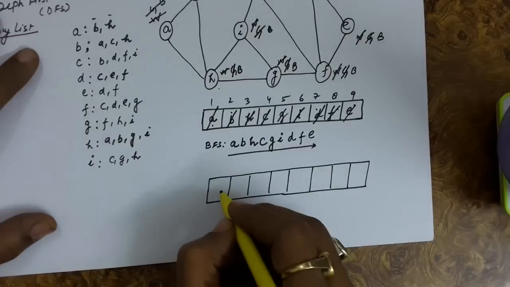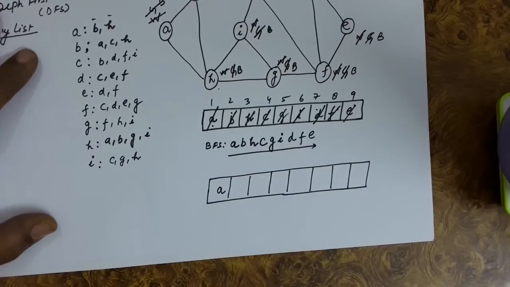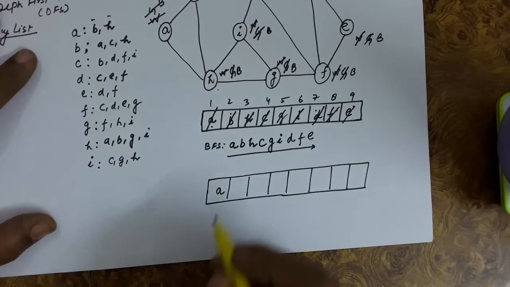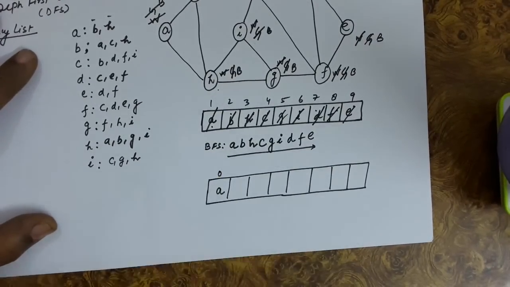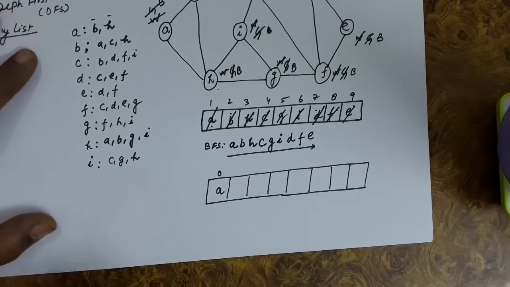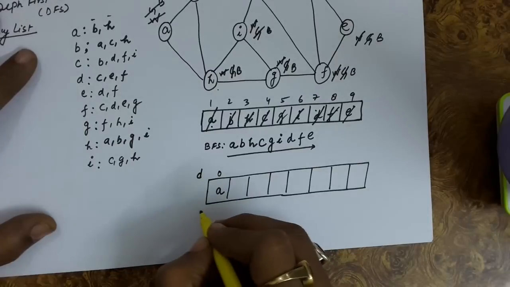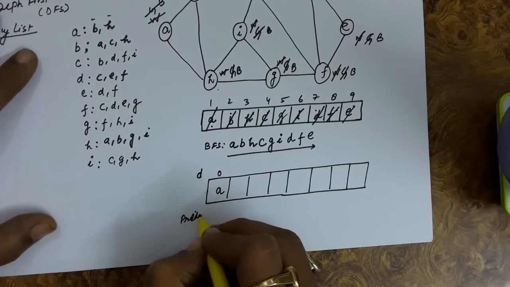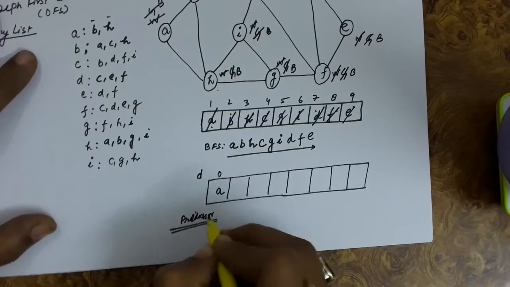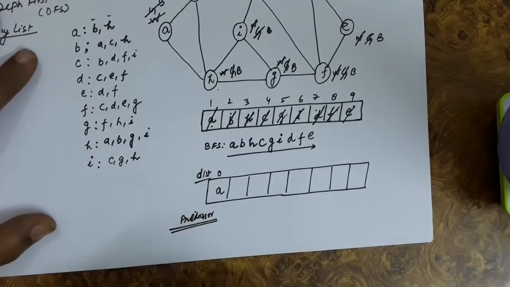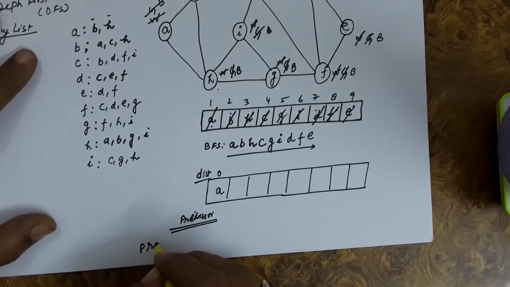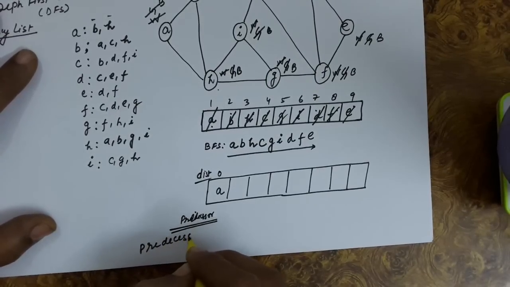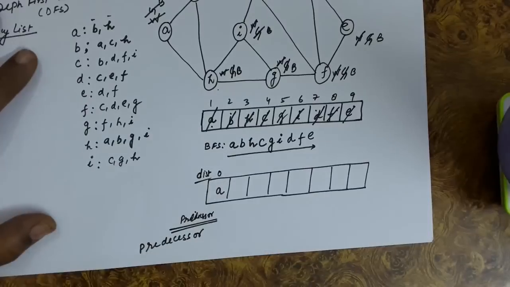Fine. So first we have inserted A, which is a root vertex. So let's make one more parameter. Let's take another parameter, which is, let's say, the distance. And let's say there is a concept of the predecessor also. So there are two more parameters here. One is distance and the other one is predecessor. It's not been written clearly. Let's write it more clearly. Predecessor. And this is distance.